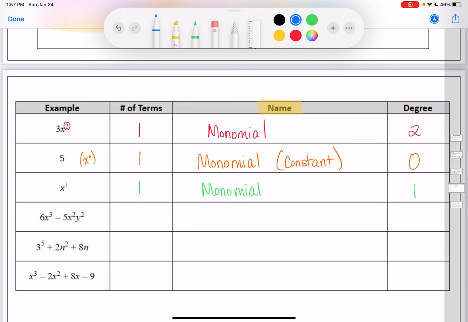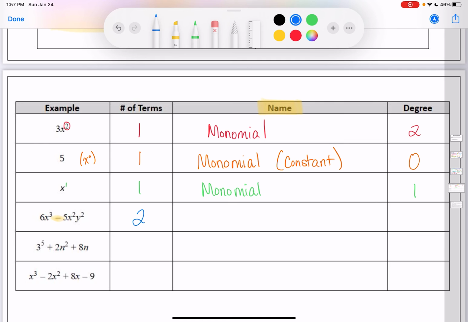Okay, now this one, I see a plus or minus there, right? So that means this has 2 terms. 6x to the third is one term, 5x squared y squared is the second term. So this has 2 terms. Now, technically, this is a polynomial, right? All of these are polynomials.